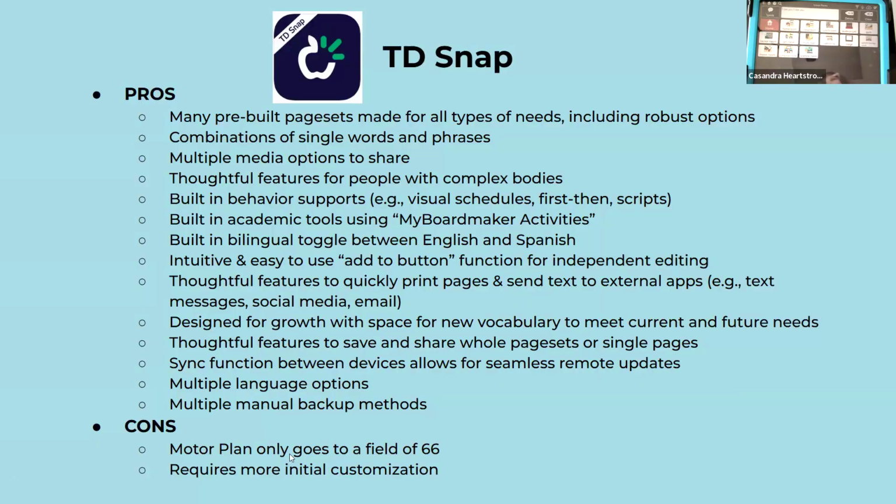Cons: motor plan only goes to a field of 66. So the biggest one you can go to for the motor plan, which I think is the most robust, is this grid, which a lot of you might be like, wow, that's a lot, but Touch Chat does go higher. And it requires more initial customization. So you really have to do some, which you should be doing anyway, customization to the device to make sure all of the students' favorite things are in there.